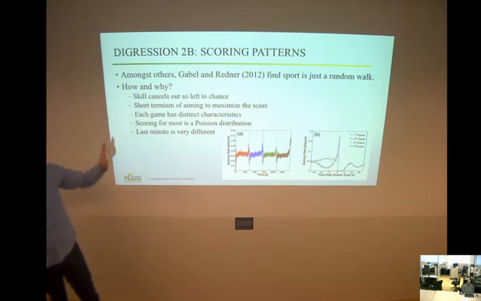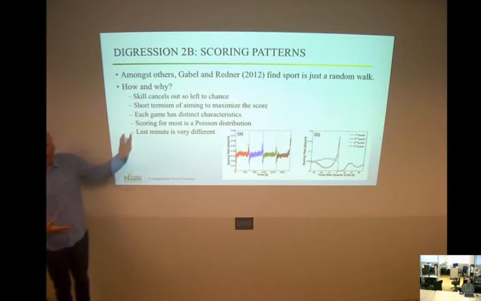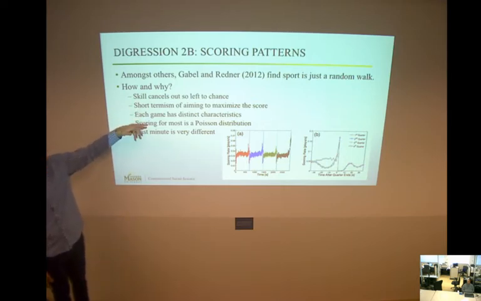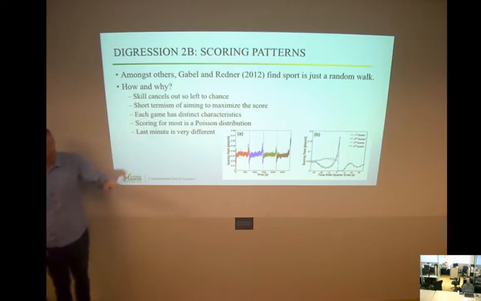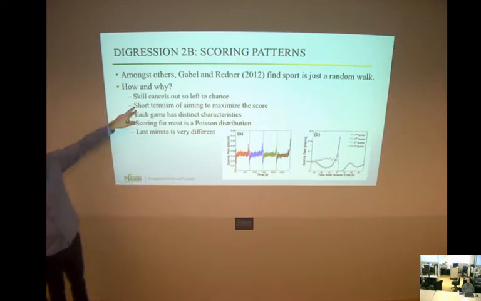They're saying that skill cancels each other out. Obviously, if we got five people here and played Golden State, scoring's not going to be a random walk. It's going to be very lopsided. But if you've got two fairly evenly matched teams, then the skill cancels out and you just get the random walk. Also, people are short-term in their views, so they just want to maximise the score. There's an analogy there to financial markets: if you've just got a short-term view, you're just going to do what's best in the next 2 seconds to meet that goal of making money. So you're not going to think about the longer picture, so there's not necessarily a lot of strategy at play. Each game is different.